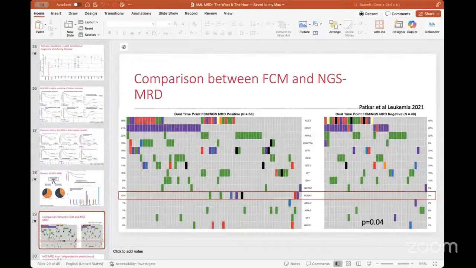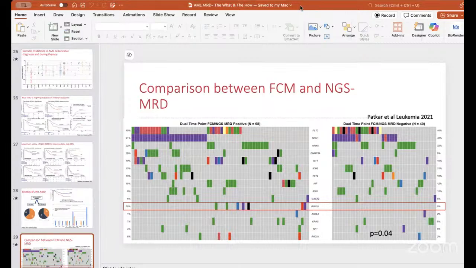Okay. Thank you, sir. And it was really nice to know about DTA-CH also, because that is the point where, in post-transplant MRD analysis, NGS is showing persistence of DNMT3A or something and flow is negative. So that has clarified a lot of doubt in my mind. So thank you once again, sir.